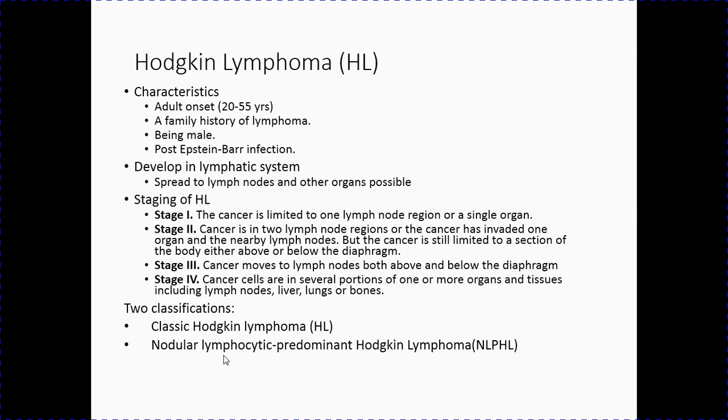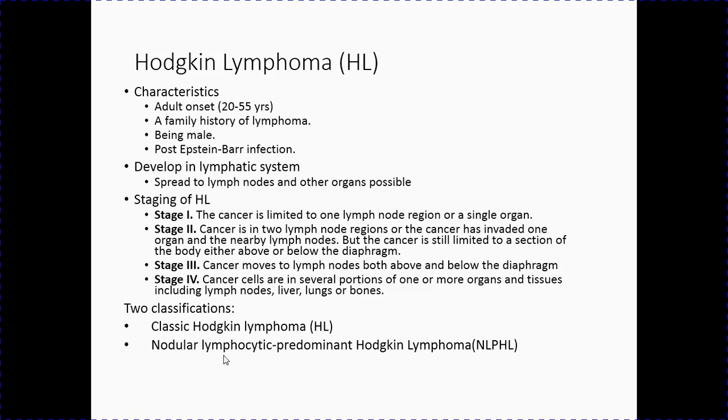So first we're going to look at Hodgkin's lymphoma, or HL. The characteristics we expect to see in patients with Hodgkin's lymphoma is adult onset, anywhere from 20, maybe 30 years old, up to kind of 55.